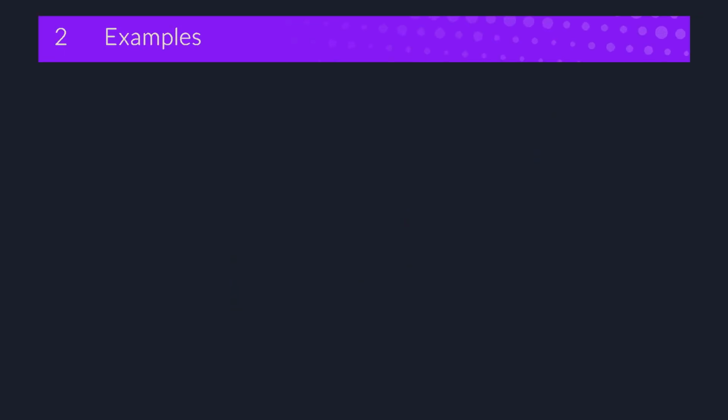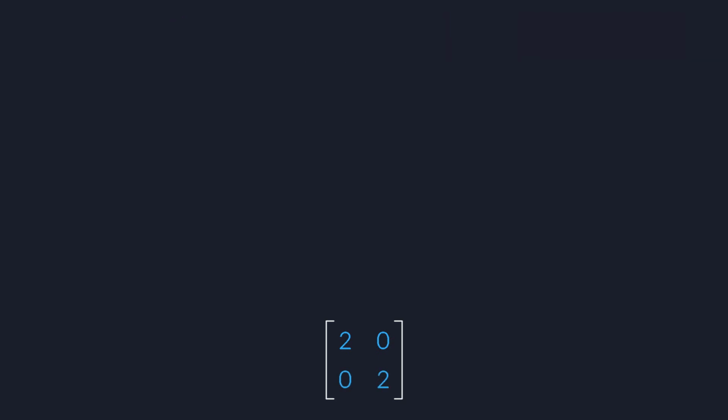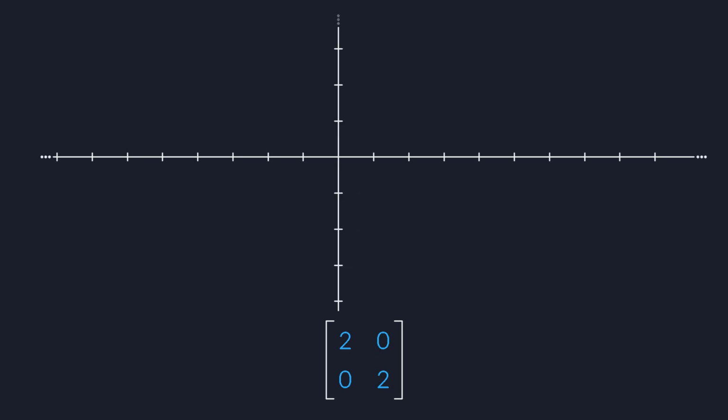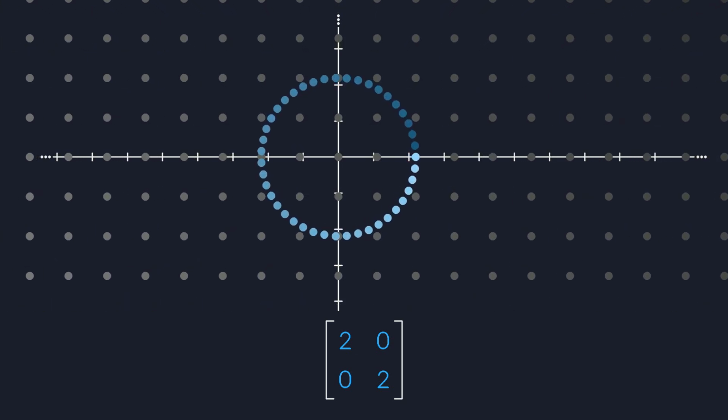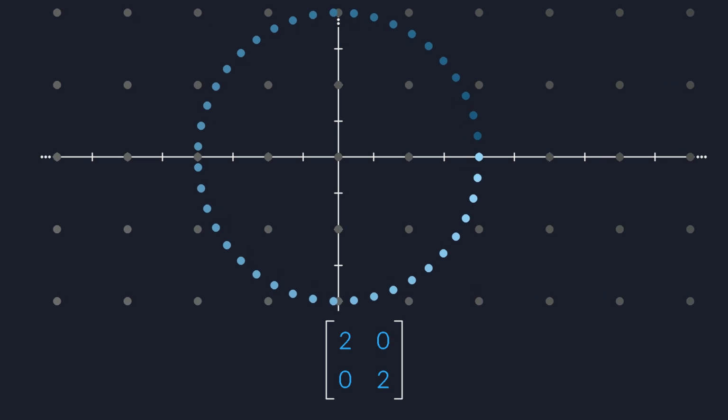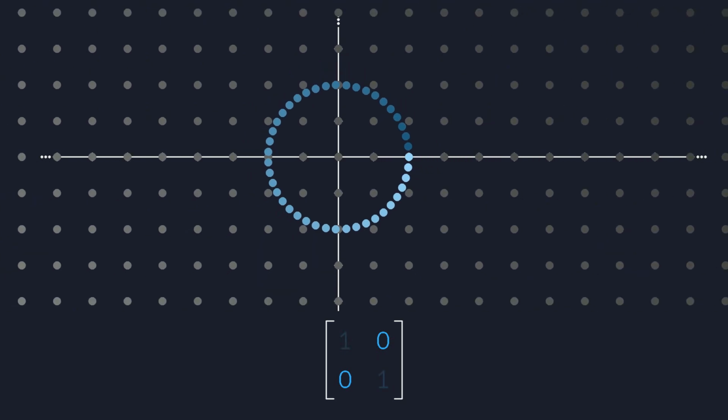To get a strong intuition for all this eigenstuff, let's look at some more examples. This matrix has the same number on its diagonal twice. Geometrically, it scales vectors uniformly by the same factor in all directions. What do you think it will do to this circle? Right, it just stretches it out, but it stays a circle. This means that all vectors in the plane are eigenvectors, because they all stay on their line. A specific example of this is the identity matrix, which scales all vectors by a factor of 1.